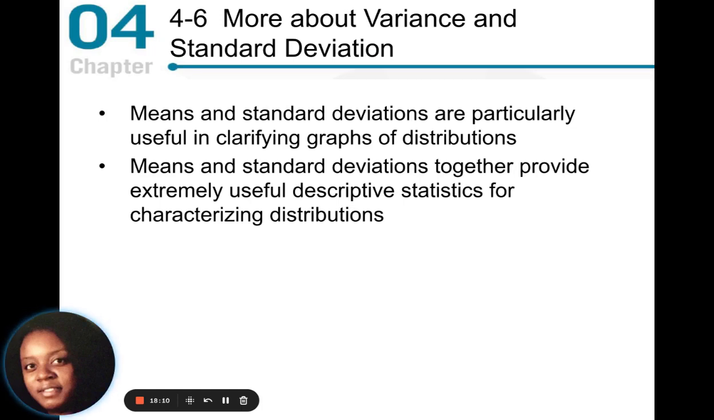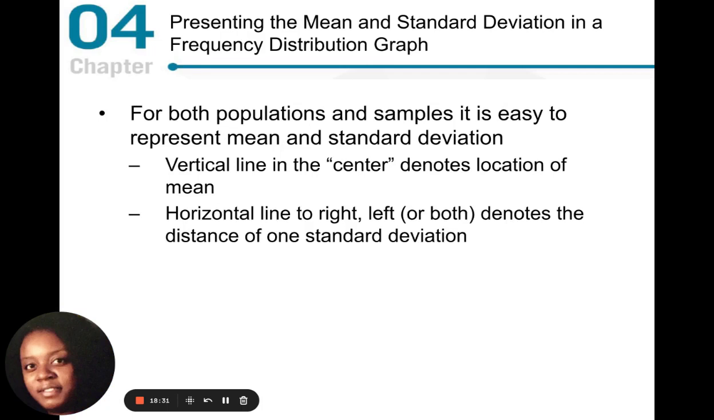Here's a little bit more about variance and standard deviation. Means and standard deviations are going to be particularly useful in clarifying graphs of distributions. Those means and standard deviations together can provide extremely useful descriptive statistics for characterizing distributions as well. When we present the mean and standard deviation in a frequency distribution graph for both populations and samples, it's going to be easy to represent the mean and the standard deviation.